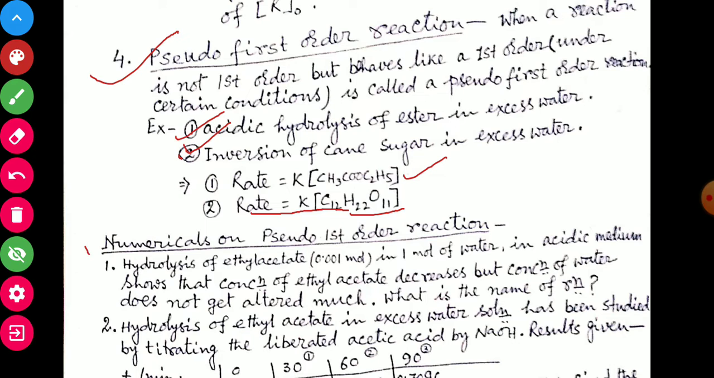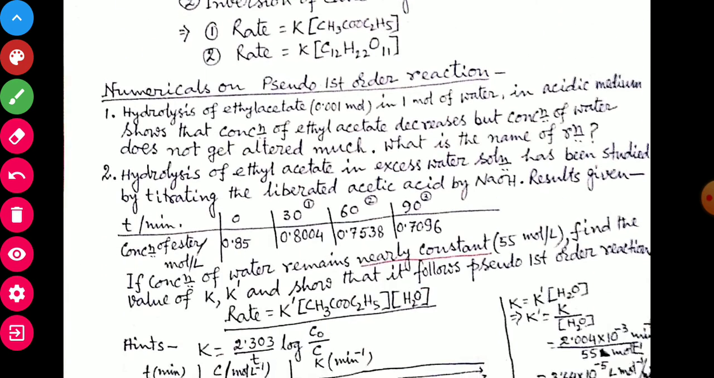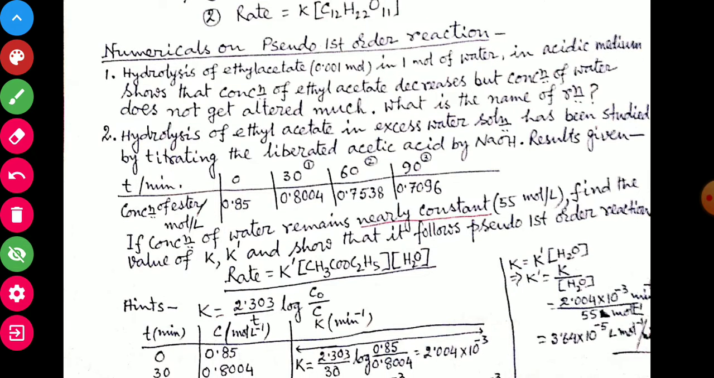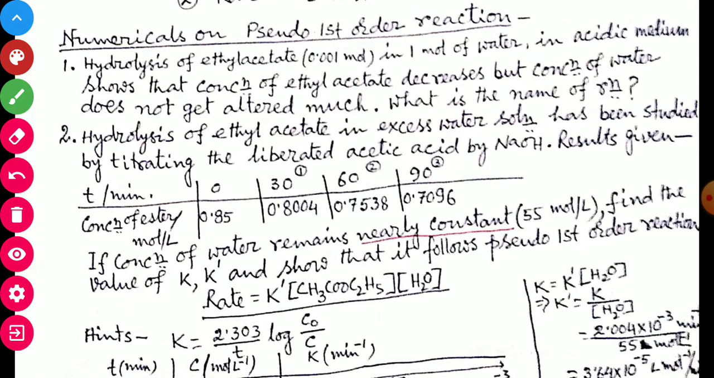Numericals on pseudo first order reaction. Question 1. Hydrolysis of ethyl acetate, 0.001 mole in 1 mole of water in acidic medium, shows that concentration of ethyl acetate decreases but concentration of water does not get altered much. What is the name of the reaction? Naturally, its name is pseudo first order reaction.